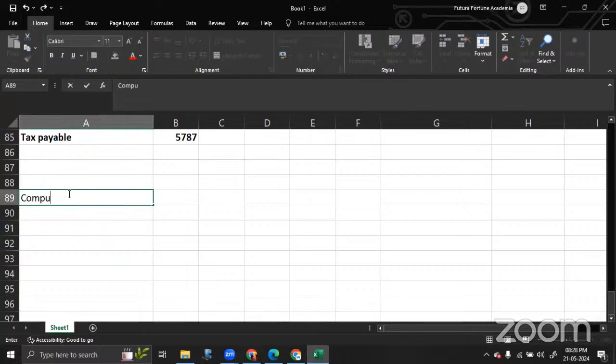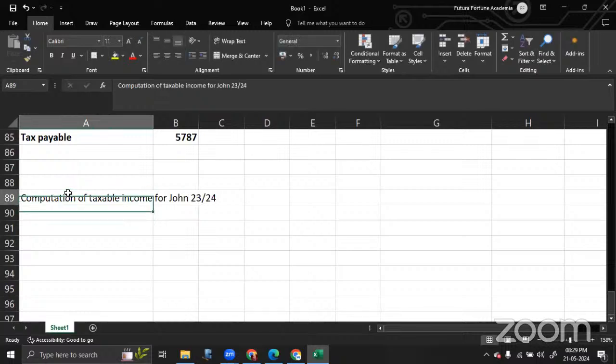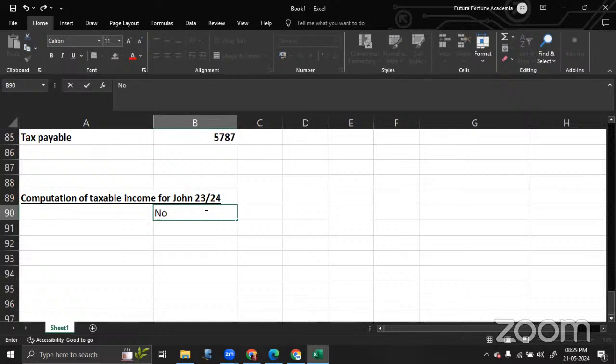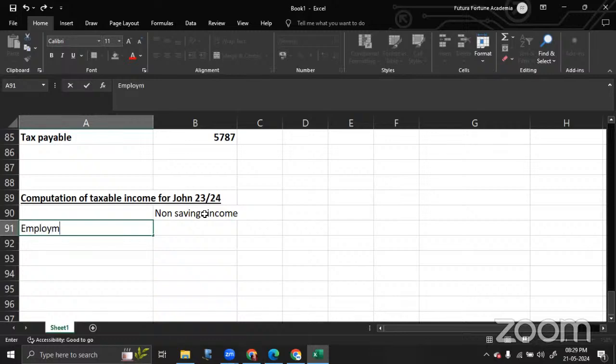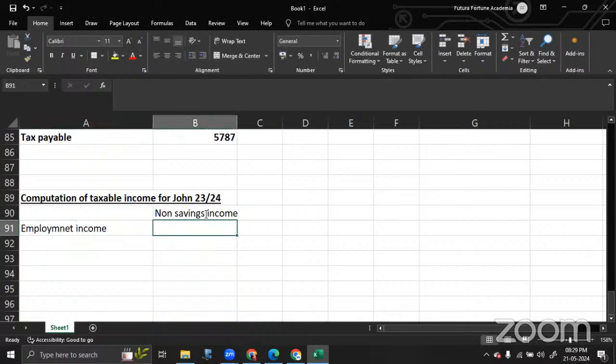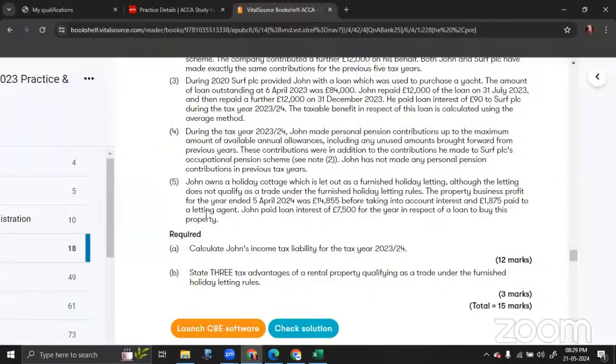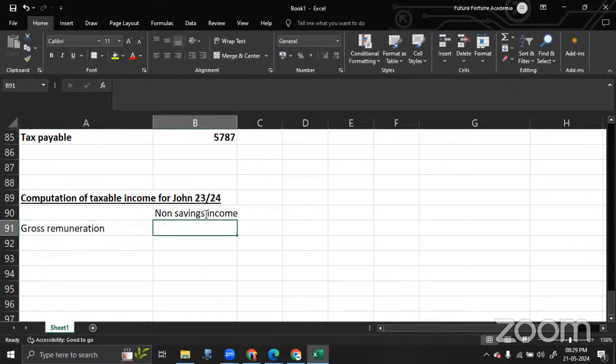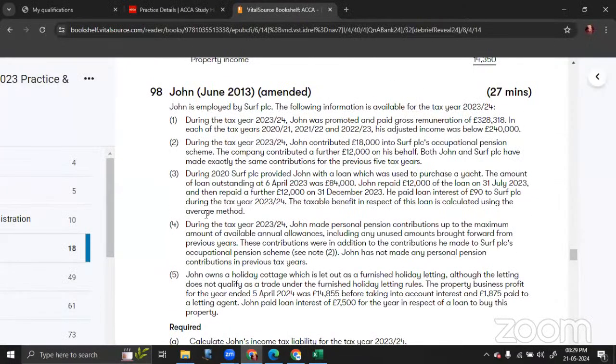Start off with the computation of taxable income. There is only non-savings income for John. Starting off with employment income, we can do the computation in the main format itself. So he has a salary, gross remuneration of 328,380.